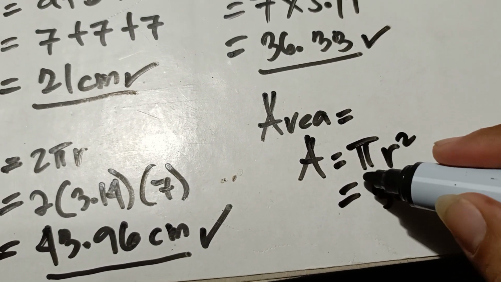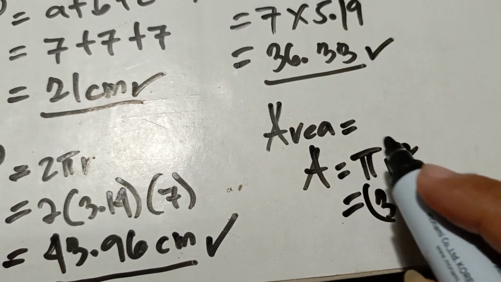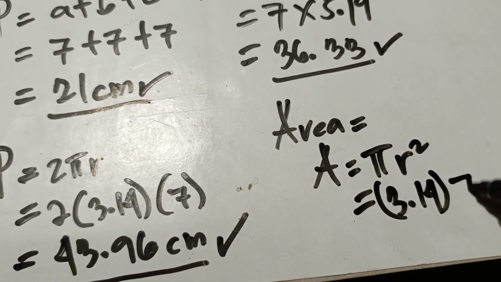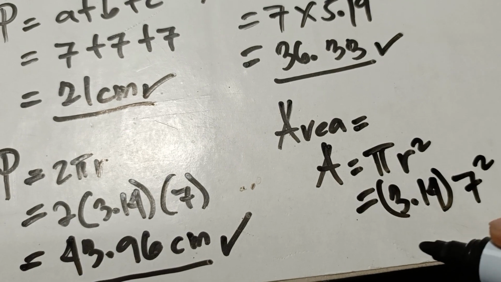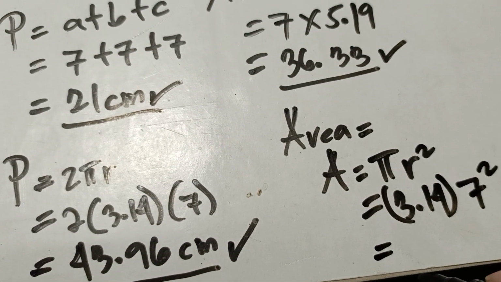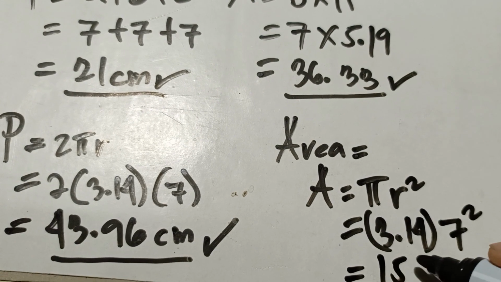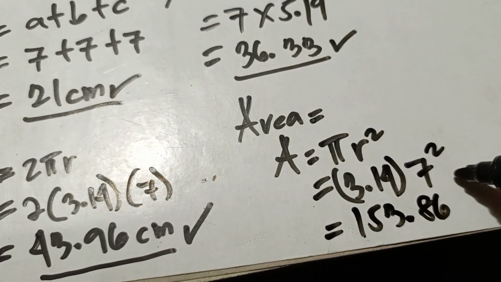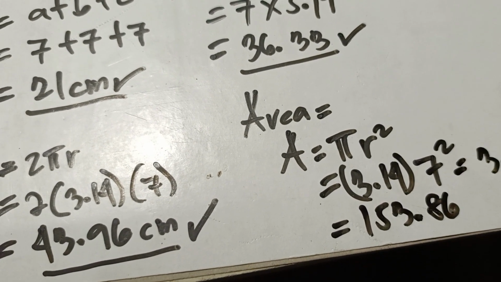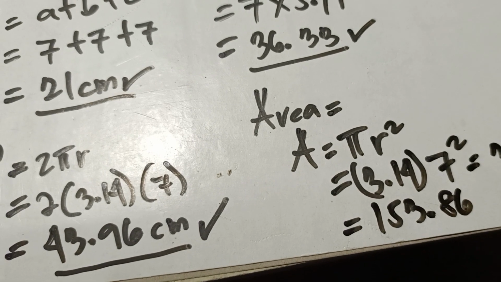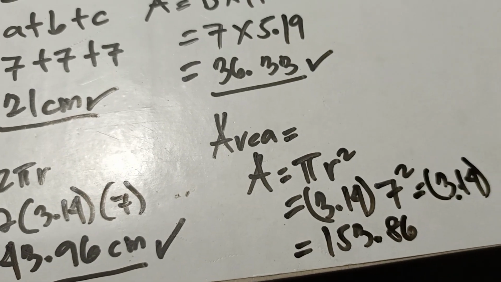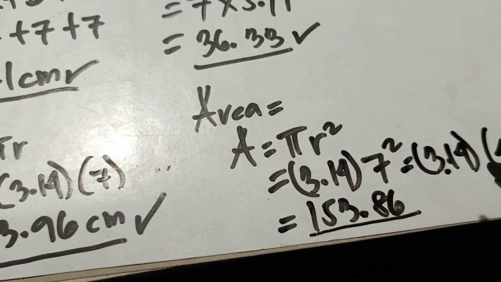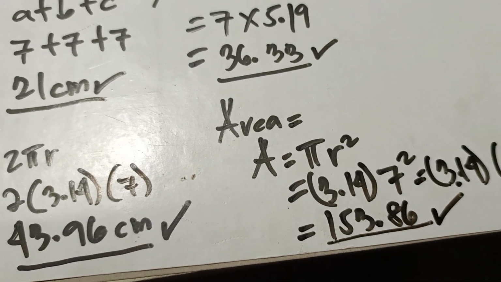Area is equals 3.14 times radius, 7 centimeters, 7 squared is equals area is 3.14 times 7 times 7, 49, is equals 153.86.